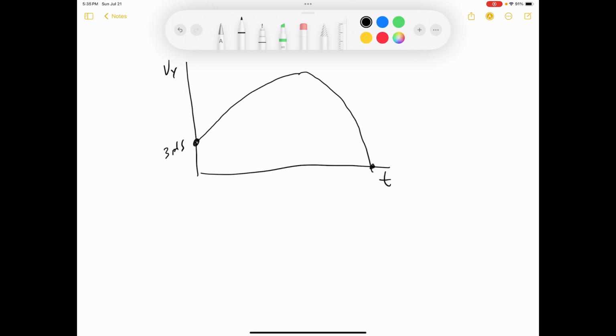Well, this is an easy problem because what actually happened is it started out with an initial velocity of something, say 3 meters per second, and then gravity came in and it changed it. It affected its course, but that was it. And so you end up with just a nice parabola.